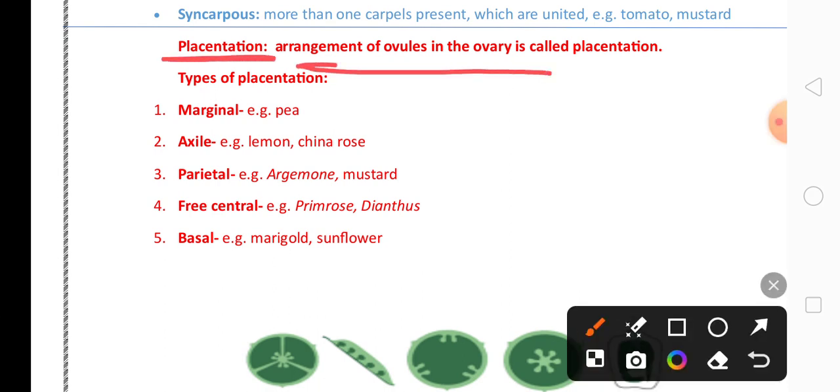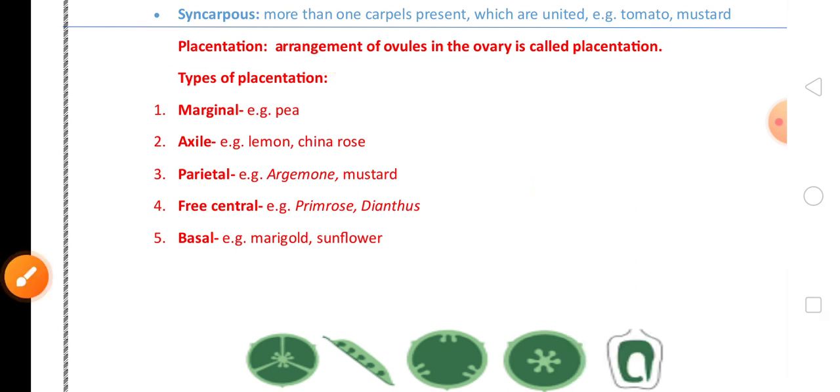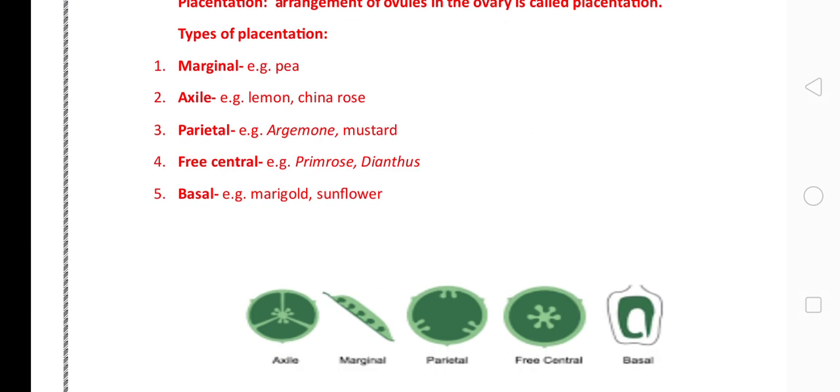Another 5 marks important question for the exam from this chapter is placentation and its types. Placentation is the arrangement of ovules inside the ovary. This is the ovary. Inside the ovary, how the ovules are arranged, that is called placentation. There are 5 types of placentation.